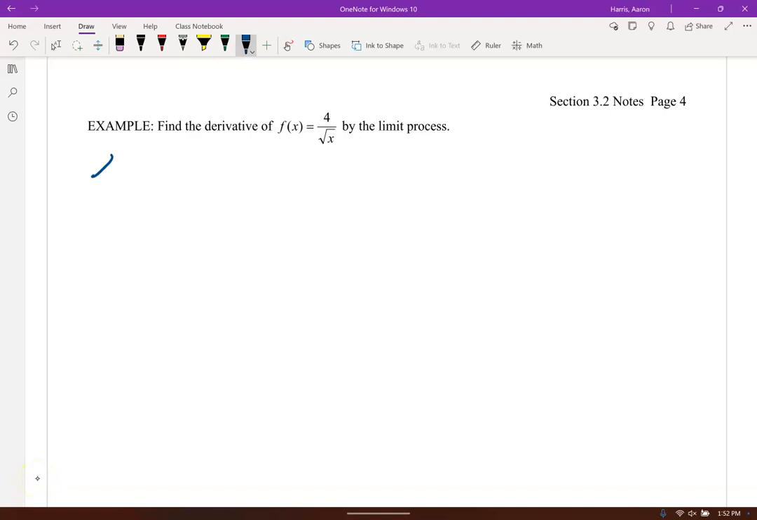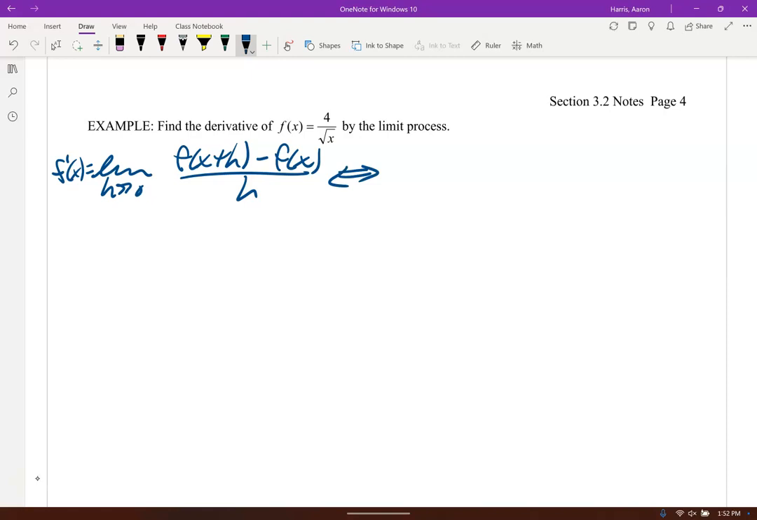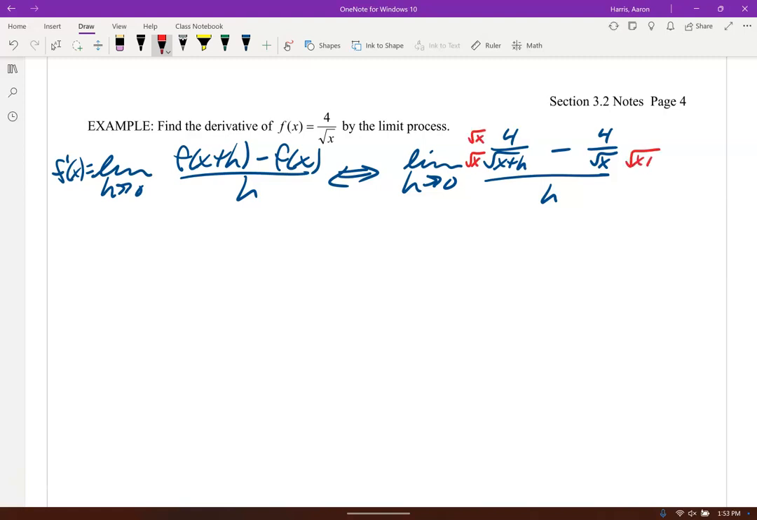All right, here's our next one. Let's go ahead and find the derivative. Limit as h goes to 0 of f of x plus h minus f of x, all over h. So this will become the limit as h goes to 0 of 4 over square root of x plus h minus the original function of 4 over root x, all over h. I do need to get this to have a common denominator, so I'm going to give this one a square root of x, and I'm going to give this one a square root of x plus h.